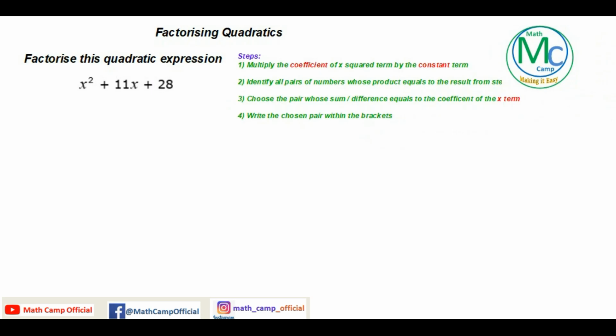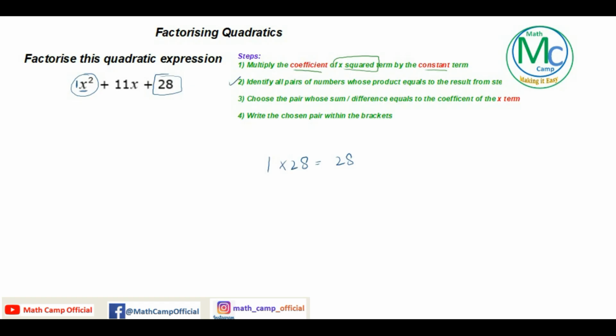First step, we have to multiply the coefficient of x square term by the constant term. If we look, the first term of this expression is the x square term, and that is our constant term. We have to multiply the coefficient of x square. Whenever there is no coefficient, it is hidden, which is 1. So we are going to multiply 1, which is the coefficient of x square, with constant 28. So we will get 28 as the answer.